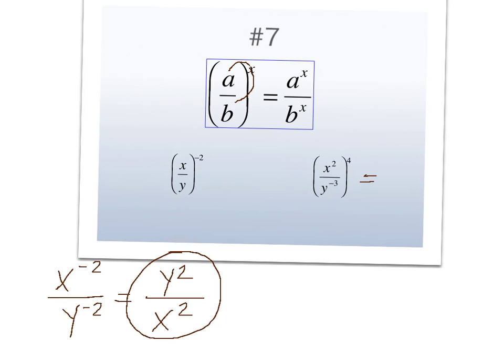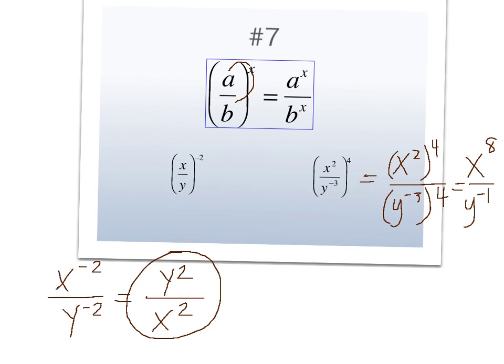We take a look at this second example. We have x squared. That needs to be raised to the 4th. The bottom also needs to be raised to the 4th, so y to the negative 3rd to the 4th. That's going to give us x to the 8th over y to the negative 12th. We see again another negative exponent. Y to the negative 12th downstairs can be written as y to the 12th upstairs. So your final answer here is going to be x to the 8th times y to the positive 12th.